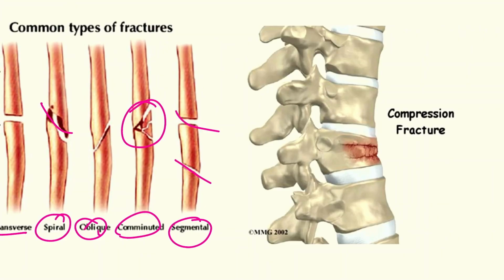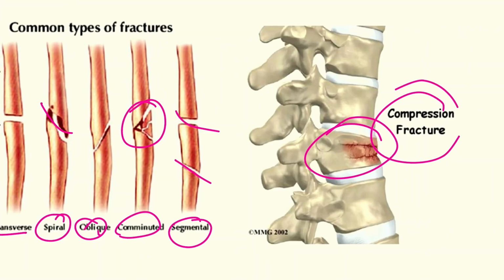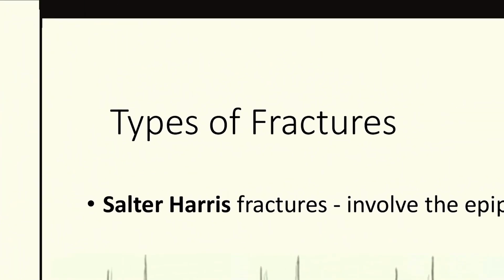We also have compression fractures of the spine, the vertebra. You see this a lot with osteoporosis. Elderly women start shrinking because the spine is getting smaller, they collapse. The vertebral discs can also get thinner, so they get smaller that way.